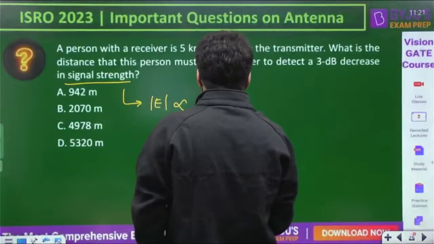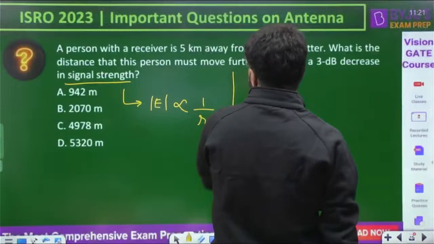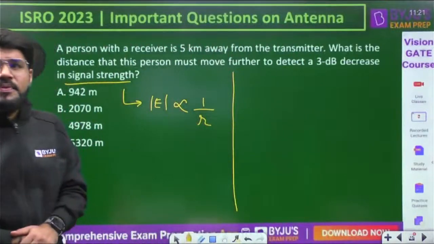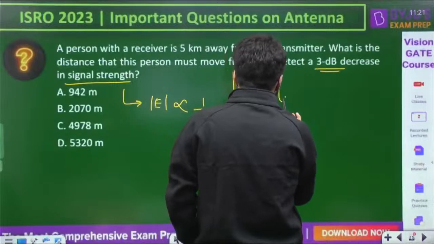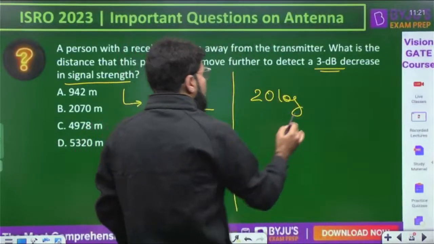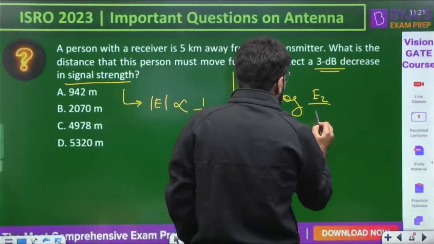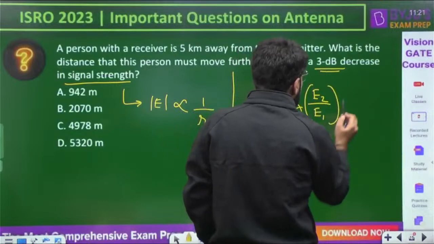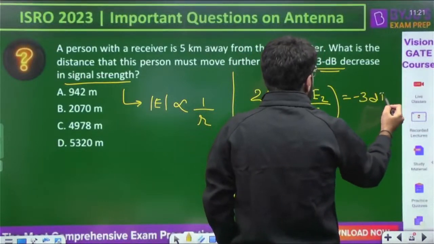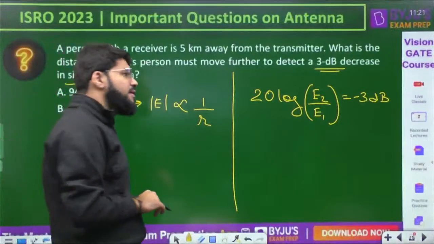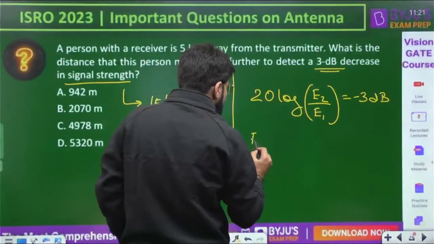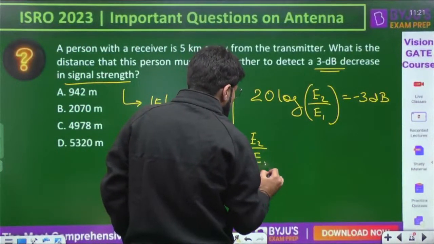Okay, so now you want a 3 dB decrease. Achha, it is given in decibel. Now we know how we write it in decibel. What is given to you is 20 log E2 upon E1 will be minus 3 dB. It is a 3 dB decrease, right? So that is minus 3 dB. Okay, so when you solve this, what is going to be E2 by E1?